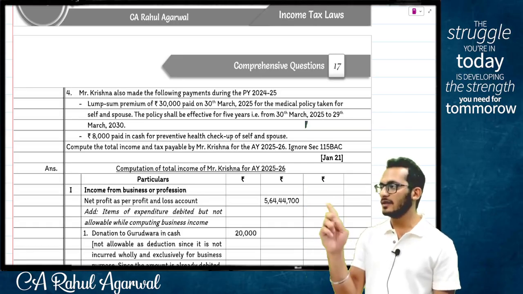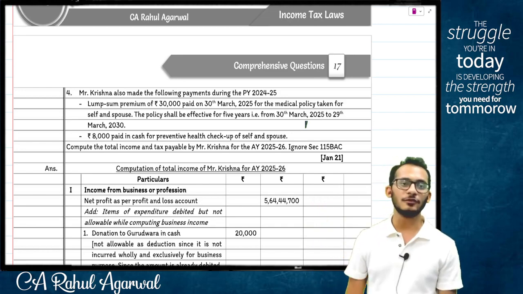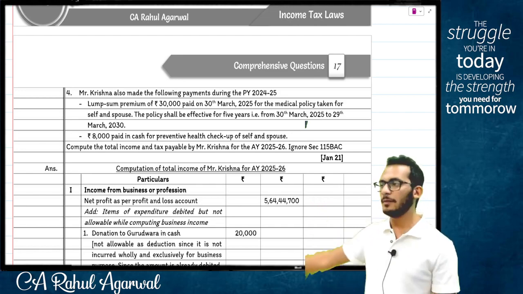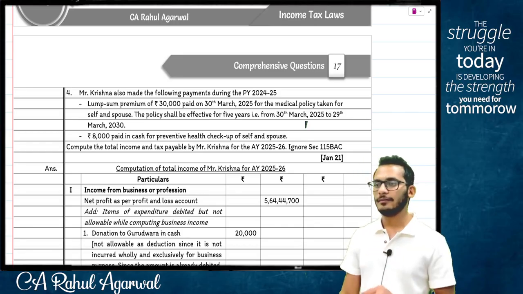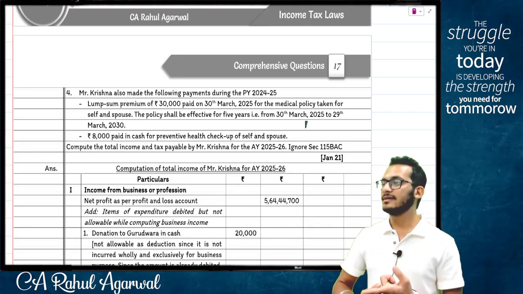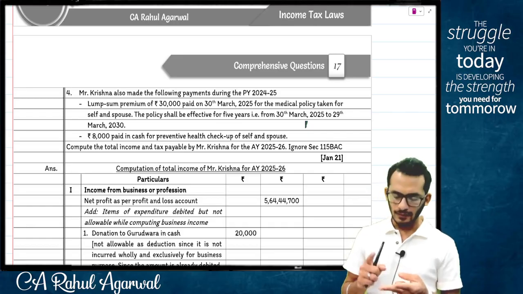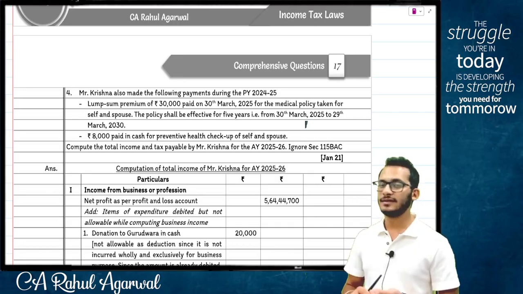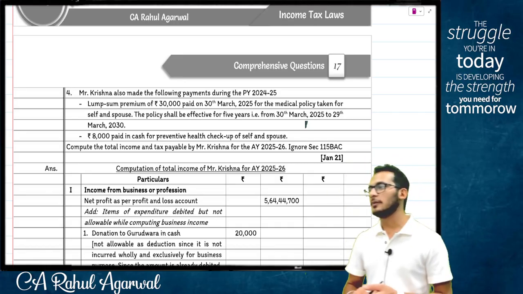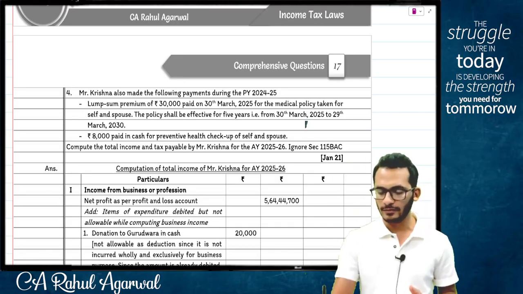Even one day in that previous year is consumed as a full year. I first made the payment on 30th March 25. So I will include 24-25, 25-26, 26-27, 27-28, 28-29, 29-30. There are 6 years here, while the policy is effectively active only for 5 years.